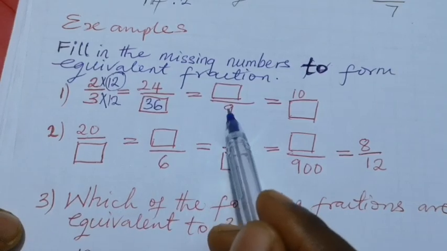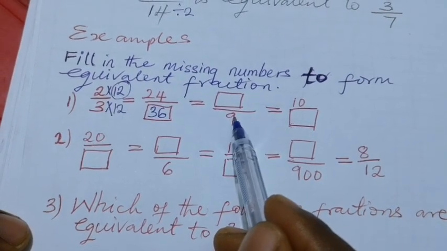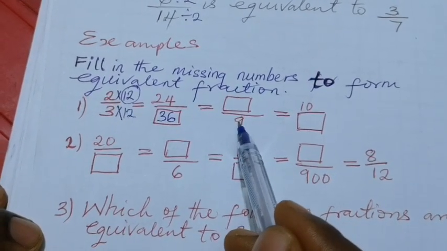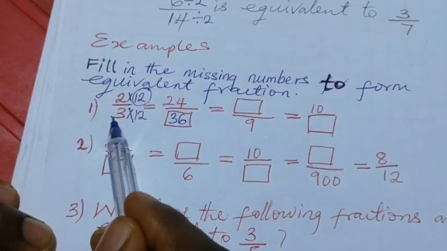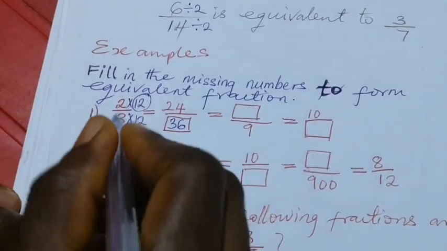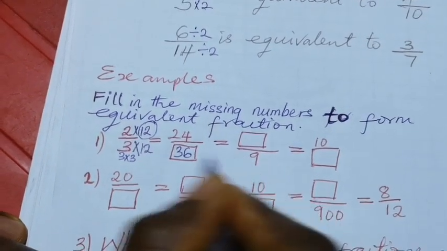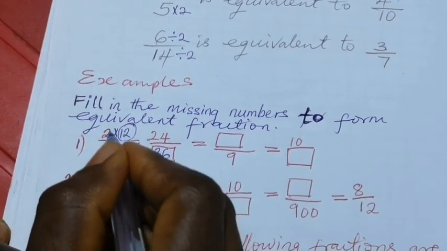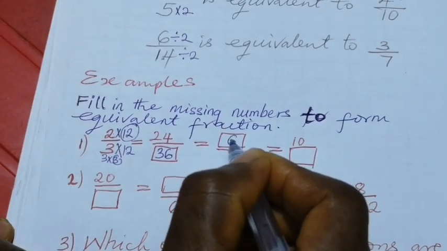Okay, let's come to this side. Over here, it is the denominator that is given. So because of that, I will start from the denominator side. Then I will come to this 3. I will ask myself, 3 times what will give me 9? Now, 3 times 3 is equal to 9. This same 3, I will use it and multiply the numerator above here, so that 2 times 3 will give me 6. So here will be 6.